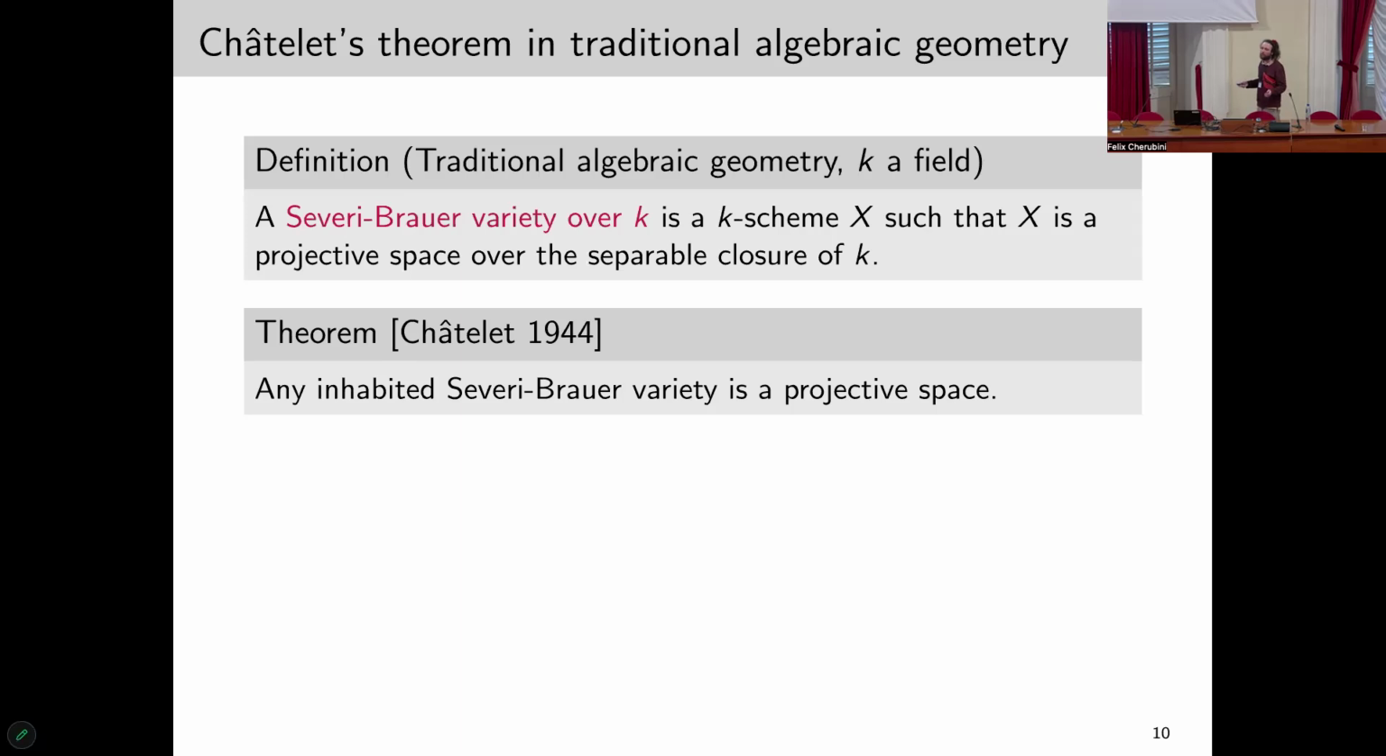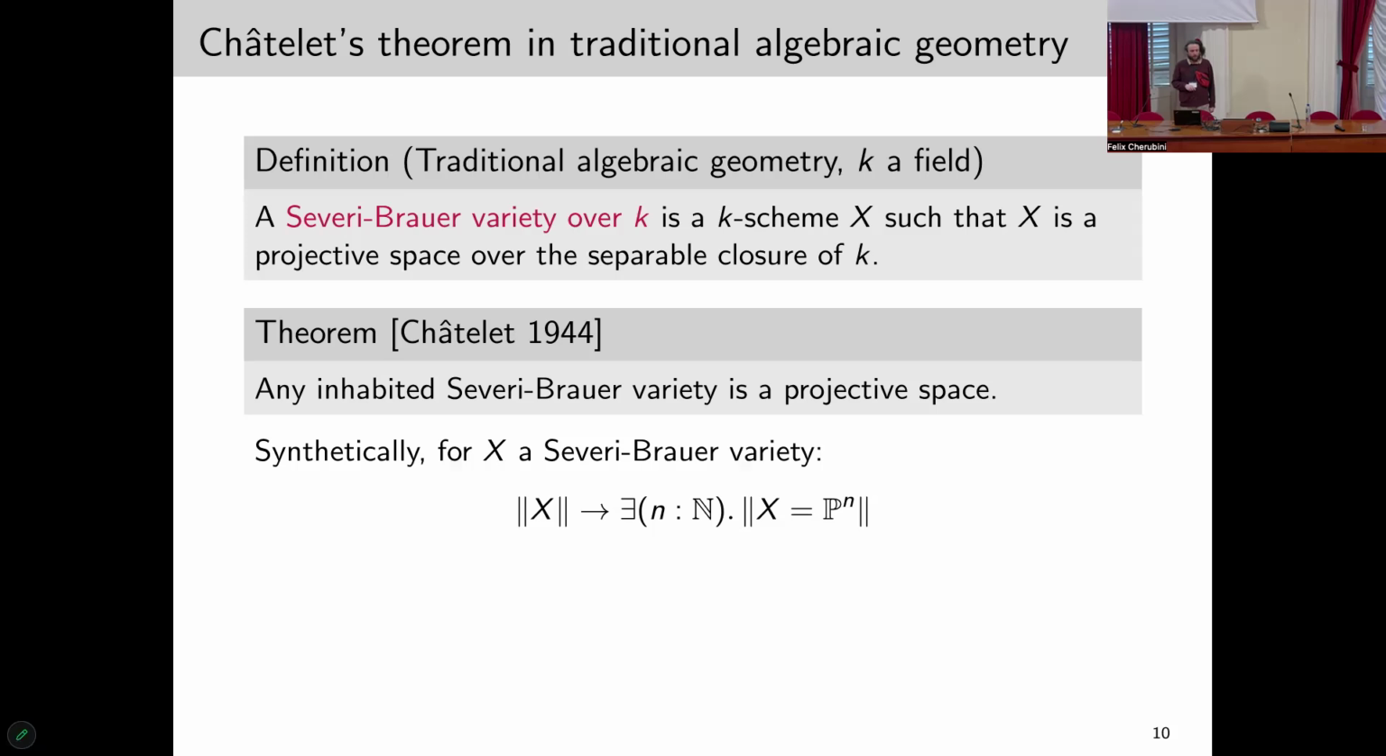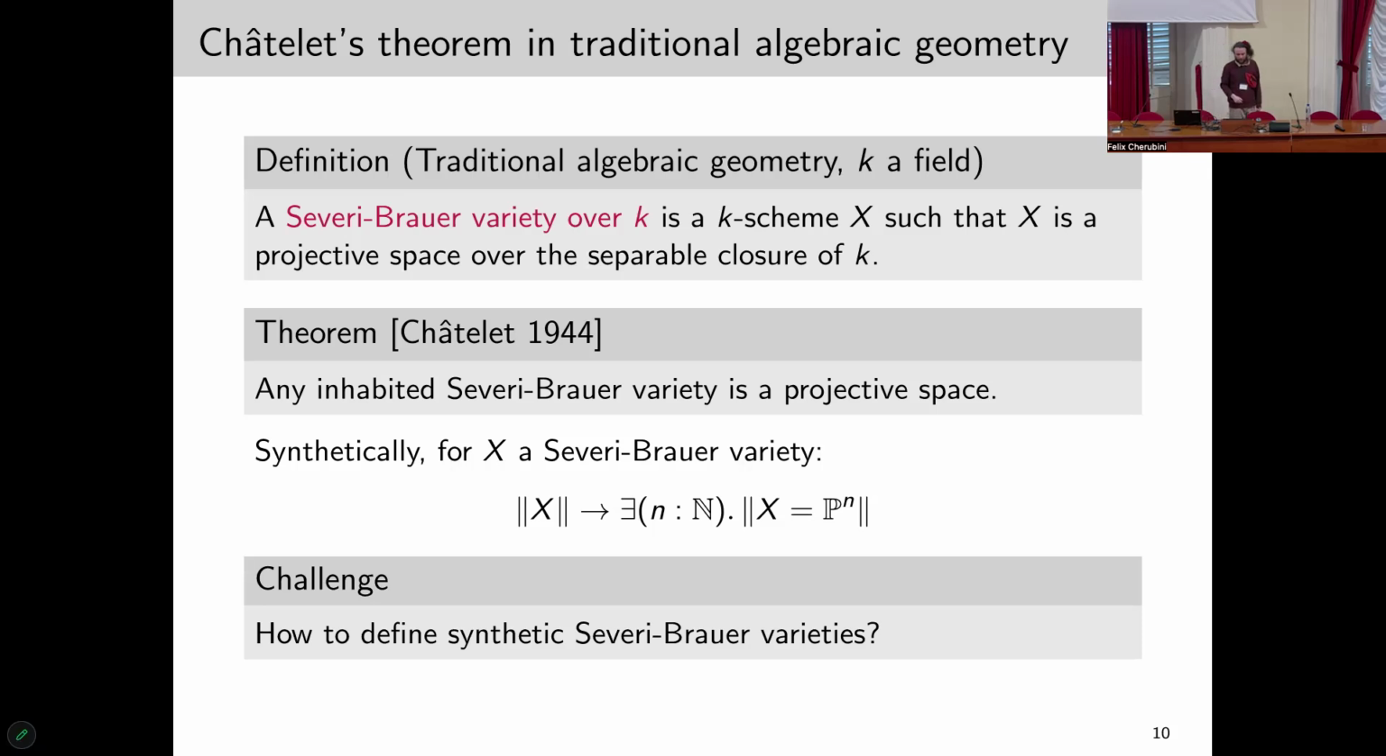And so how will we phrase this synthetically? That's the question. One thing which is clear is that we should say that if X is a Severi-Brauer variety, then if it has a point, so if we have the propositional truncation of X, then there exists a natural number n such that X is merely equal to the projective space Pn. That's pretty clear. But of course, the question here is how to define Severi-Brauer varieties. And it is not that obvious.